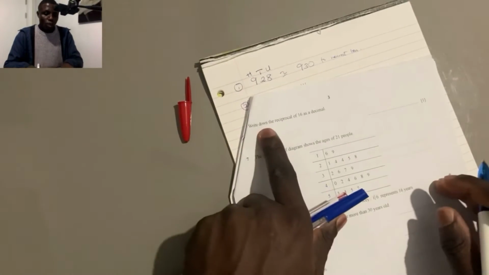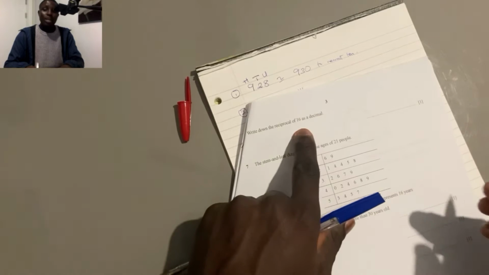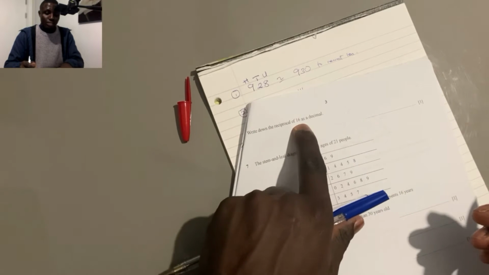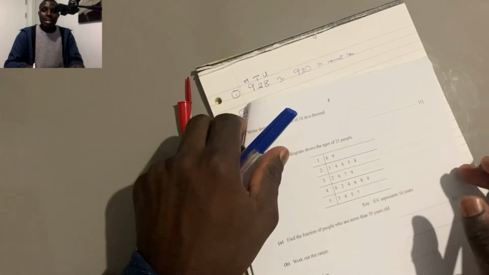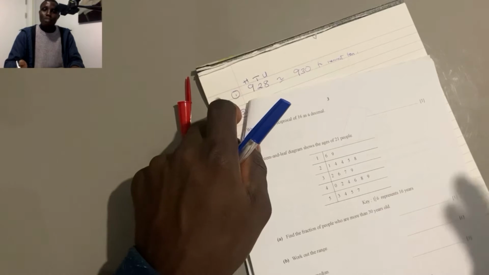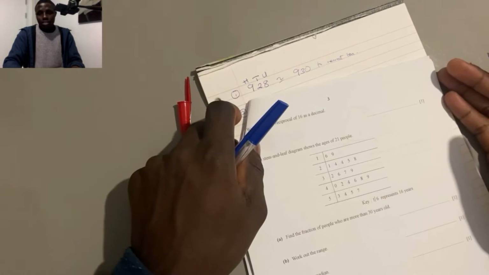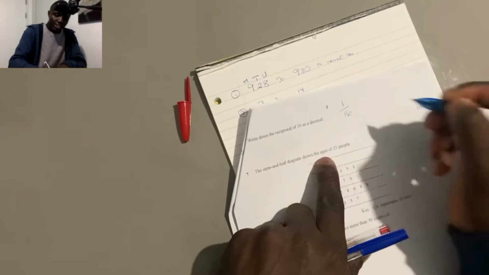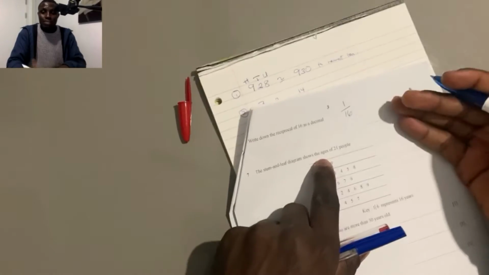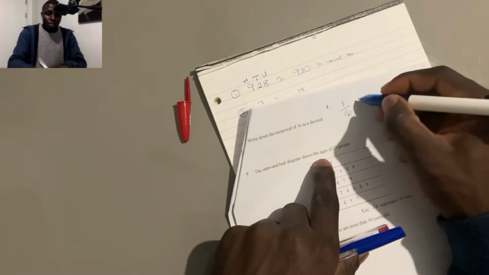They say, write down the reciprocal of 16 as a decimal. These are basic and elementary questions. What do you mean by reciprocal? Reciprocal means 1 over the number, or the inverse of that number. So 1 over 16, that's what they are asking for. And they say you should find the decimal of that reciprocal.